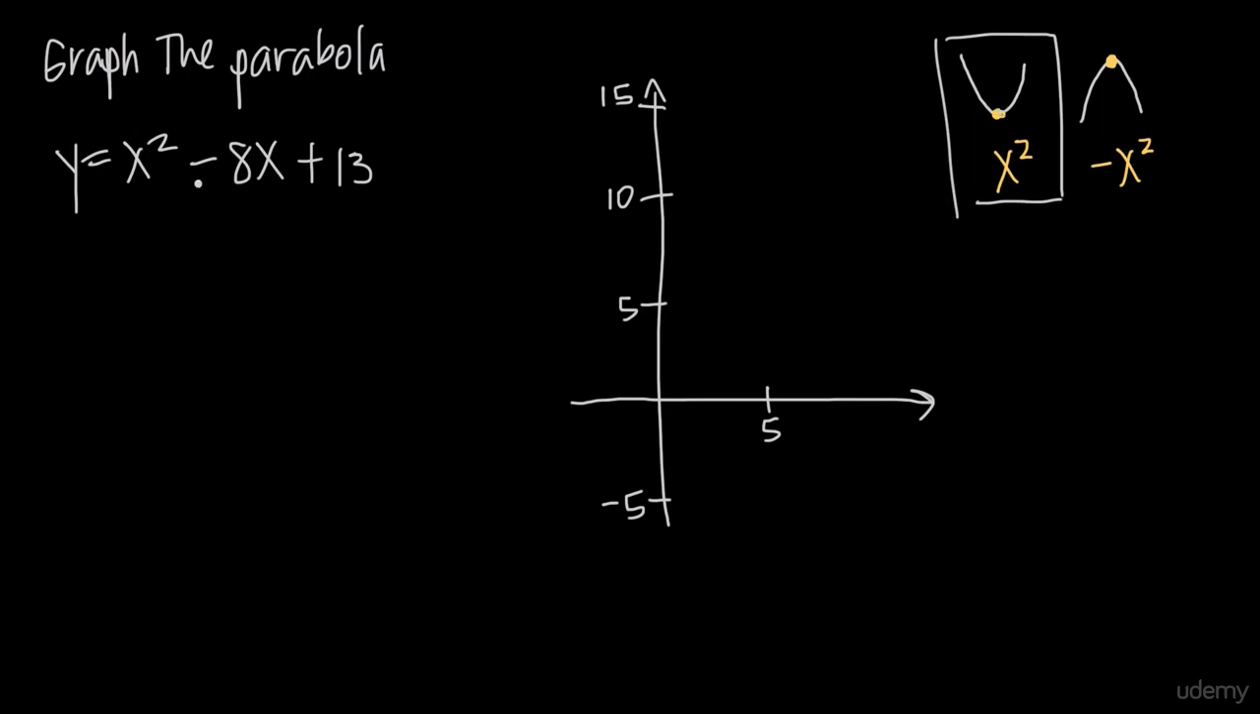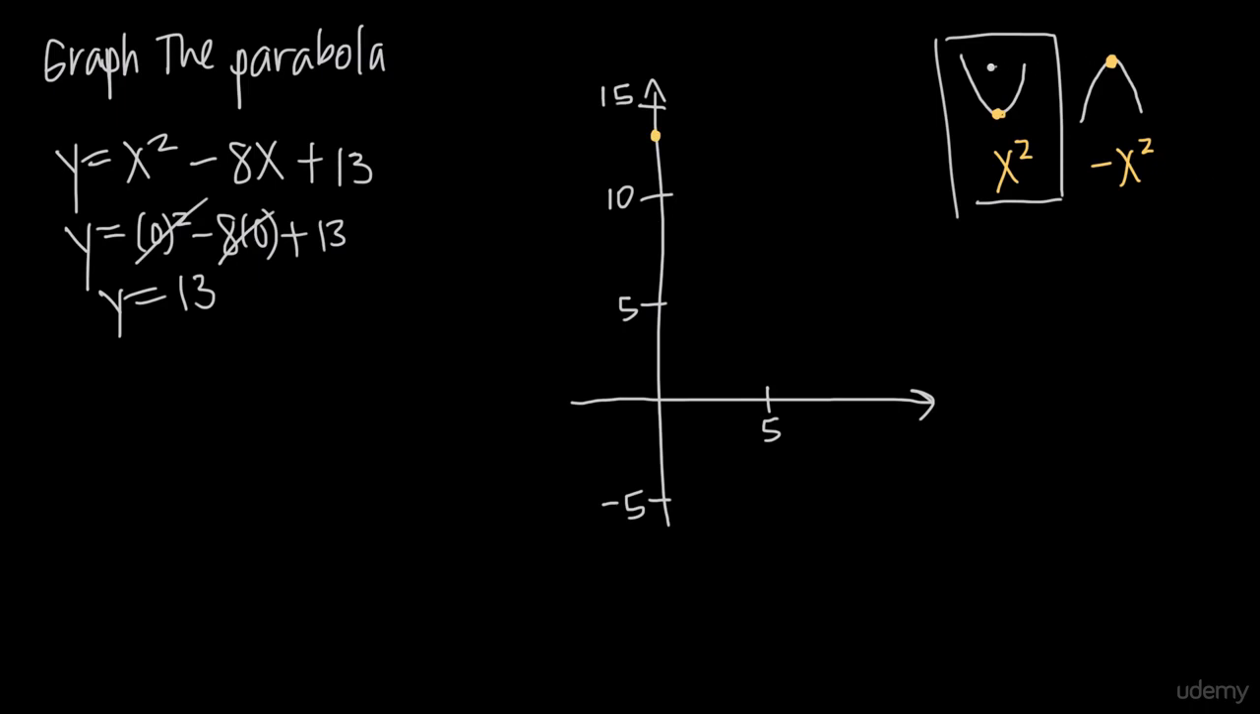Then the next thing we want to do is figure out where the parabola intersects the y-axis, and the way that we'll do that is by setting x equal to 0, because of course when x is equal to 0, we're here along the y-axis, so we'll find the y-intercept. So setting x equals 0, we get y equals 0 squared minus 8 times 0 plus 13. We get 0 here and 0 here, so we get y is equal to 13. So we can graph this as 0 and then 13, which will be about right here. So that's our y-intercept.